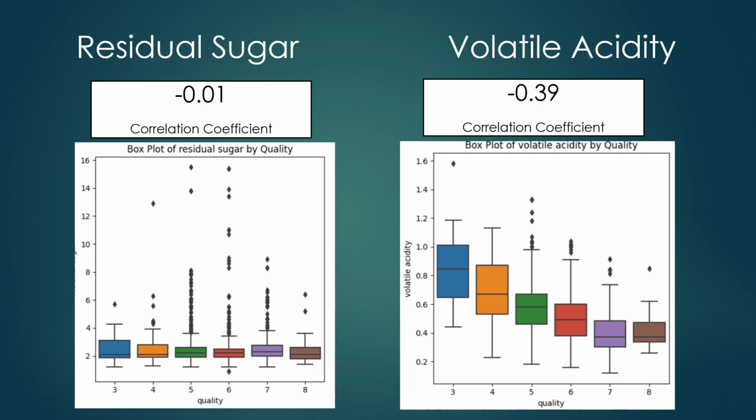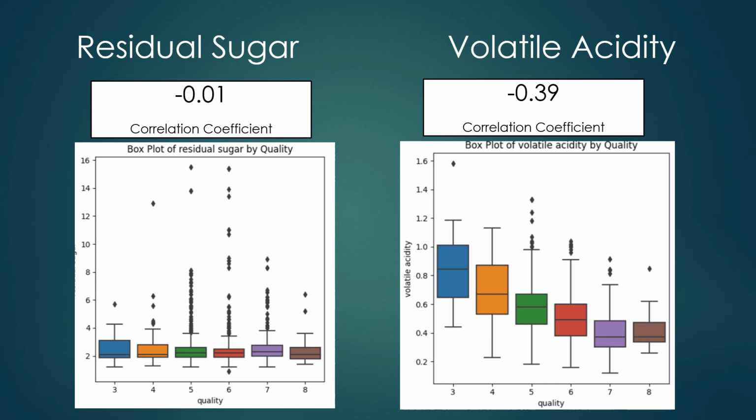Let us quickly look at two more variables. Residual sugar. This is interesting. Residual sugar has very low correlation with quality of minus 0.01. This is a very insignificant number to consider. Looking at it visually too in the box plot, the median value or the middle line in the box of residual sugar remains relatively the same across increasing levels of wine quality.